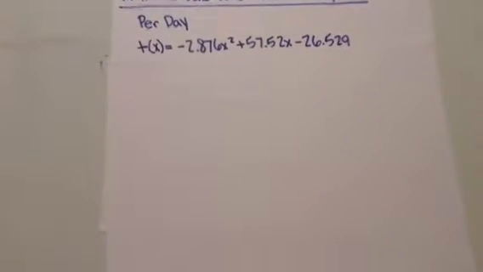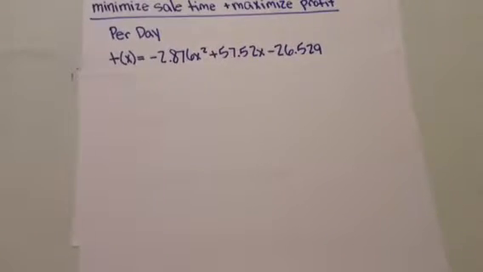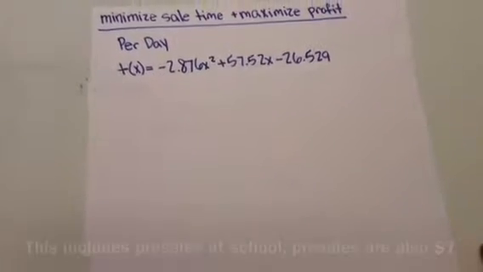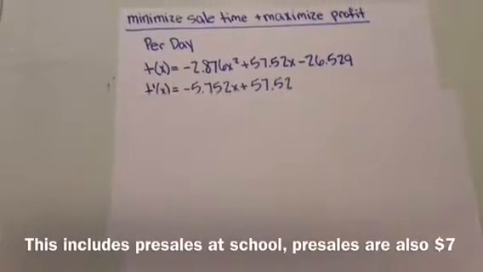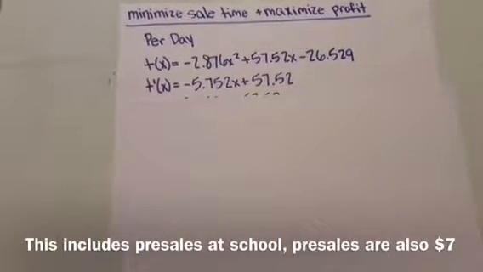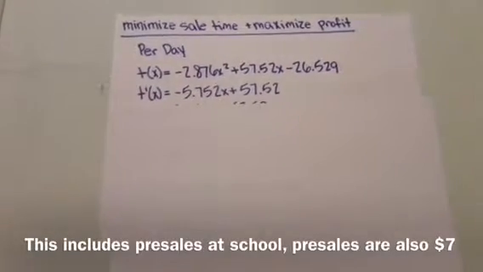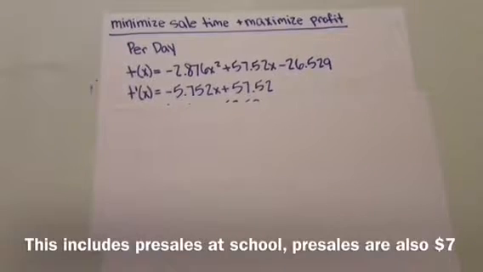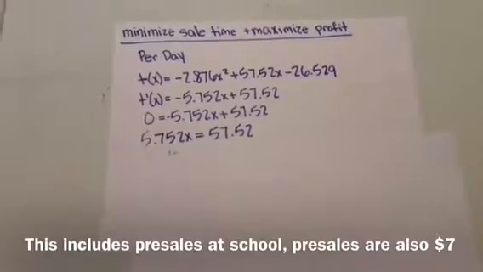This is going to be in per days, so the concert occurs on Wednesday through Friday, May 23rd through 25th. So we have our function t of x equals negative 2.876x squared plus 57.52x minus 26.529. This represents the amount of hours that you would need to reach the maximum number of ticket sales in a day. So in order to do this, we need to optimize using a derivative. So you have the derivative of t equals negative 5.752x plus 57.52. Set the derivative equal to 0 and solve for x.